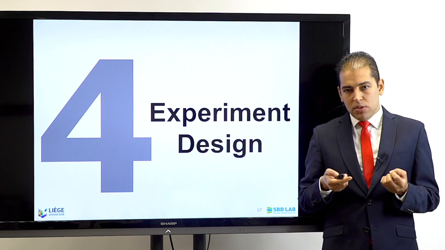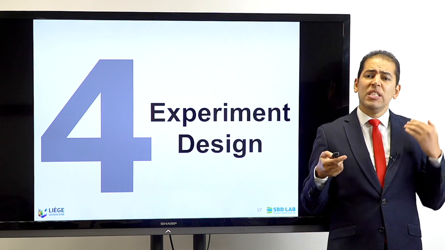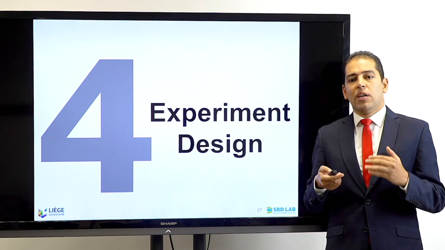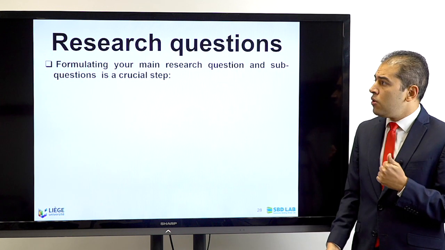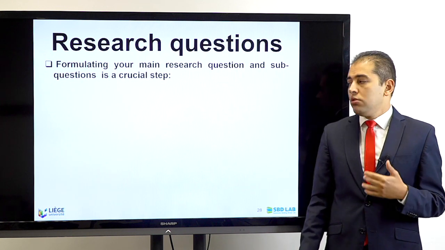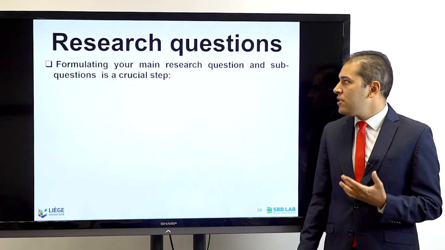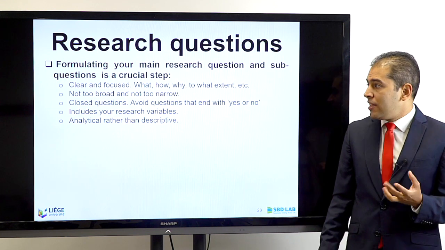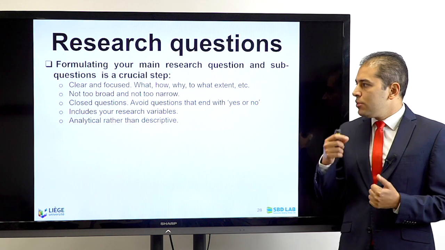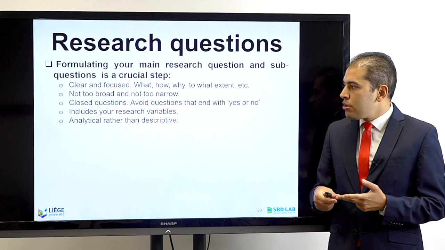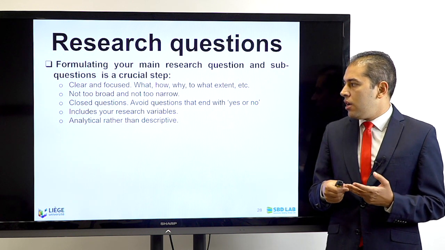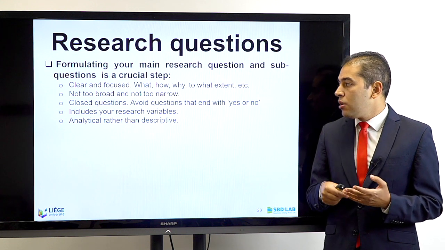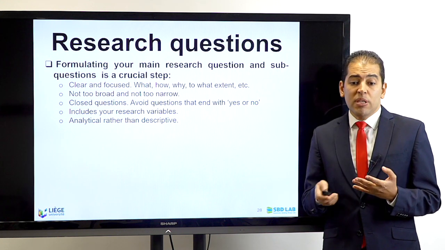What is an experiment design? First of all, we have a series of steps to go through to design our experiment. First of all, we need to know what is our research question. We need to formulate our main research question and sub-questions, which is considered crucial. And in this sense, the questions need to be clear, focused, not too broad. They are not closed-ended questions. They include research variables, and they must be analytical.